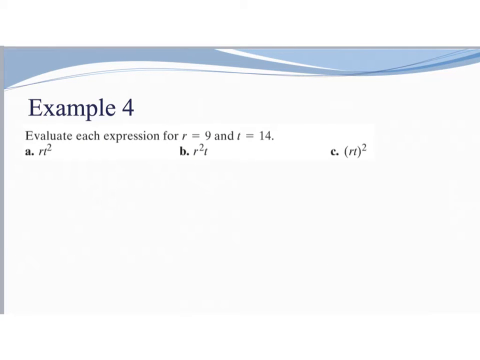So example 4 says to evaluate each expression for r equals 9 and t equals 14. With part A, I know if r is going to be 9, this gives me 9, and we said t is going to be 14, and because I have this right here, I really know that my t is going to be squared.